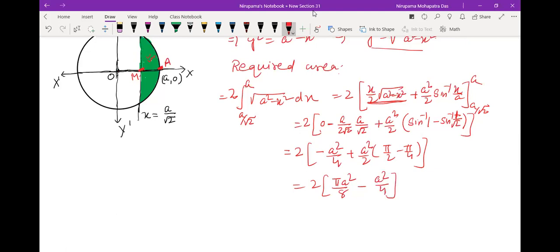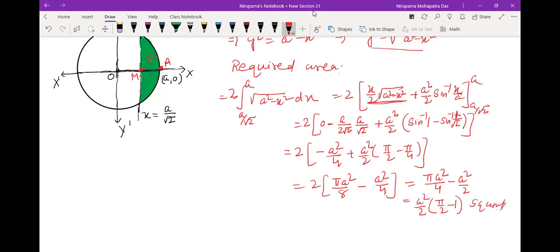So you are having here pi a square by 4 minus a square by 2. You can take a square by 2 common, so it is pi by 2 minus 1, square units.